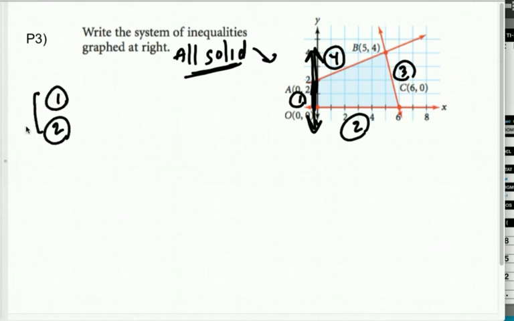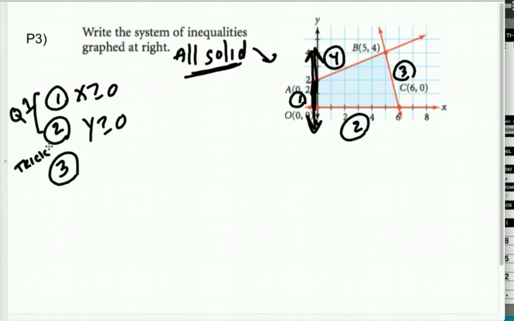1 and 2 together should just be telling me quadrant 1, right? So that's going to be x is greater than or equal to 0 and y is greater than or equal to 0, right? 3 is going to be the tricky one, right? Because 3 is going to be the one where you can't see the y-intercept. And 4 is going to be the one where you can see m and b, right? So in 4, you can see m and b, right?